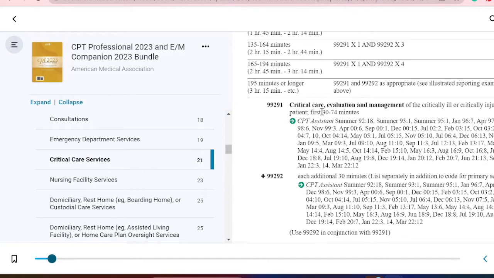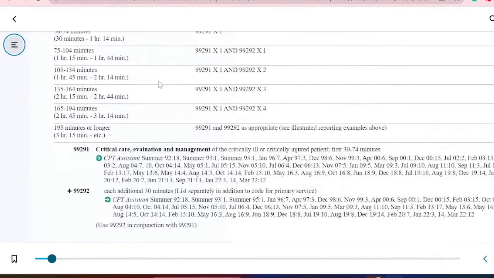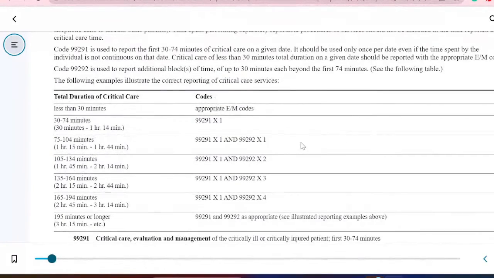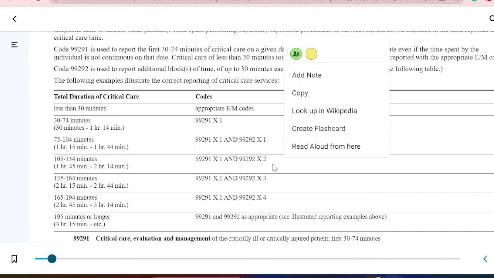If it doesn't hit at least 30 minutes, it doesn't count as critical care. We would just code it to whatever the E&M code is for that location. 99292 is for each additional 30 minutes. Now, the nice thing here is that you don't have to do the math. Basically, it is done for you in the CPT manual by the AMA. So 120 minutes would fall in this time range, the 105 to 134. So 99291 for one unit and 99292 for two units. And that is what we would bill for these services, 99291 times one and 99292 times two.